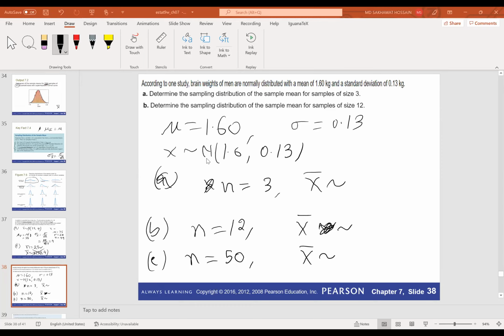But if we do not know the distribution of X, in that case, to determine the distribution of X bar, we always have to look at the sample size. If the sample size is large, then we'll consider X bar is normal distribution. Large means 30 or greater than 30. But if the sample size is small, that means below 30, then we cannot determine the distribution of X bar. Is it clear, or do you have any question?